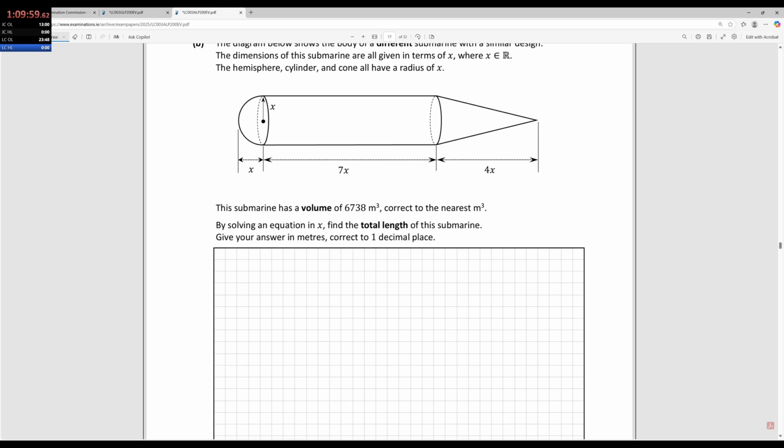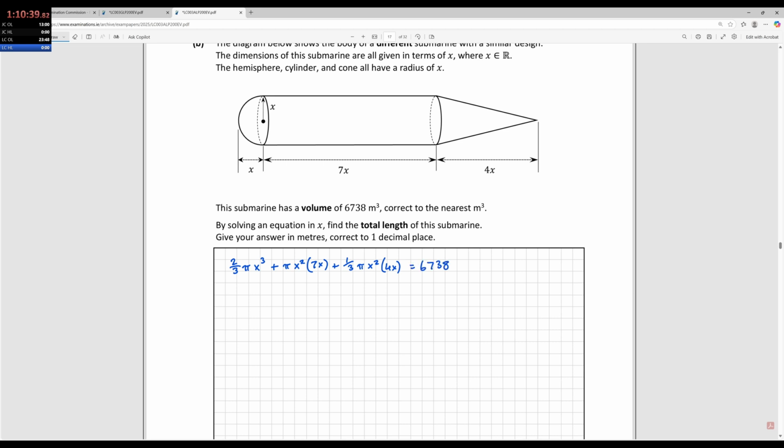So, because we know the full volume, we're going to have to find the volume of all the different parts. For a hemisphere, it's 2 over 3 pi r cubed. That's going to be x cubed. For a cylinder, it's going to be pi r squared h. And for the cone, it's going to be a third, well, am I right? A third pi r squared h. Okay, yeah. A third pi r squared, and then h is 4x. And all of that will be equal to 6738.